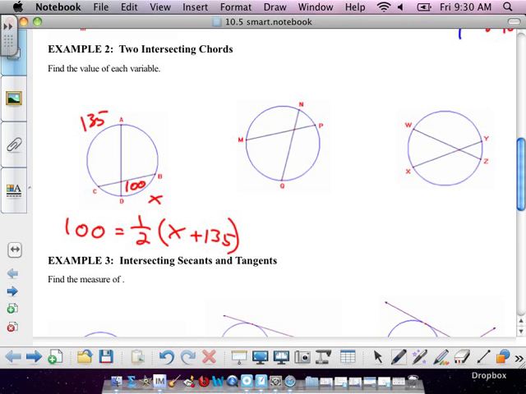Okay, so I'm going to get rid of that 1/2 first by timesing both sides by 2. And so I get 200 equals x plus 135. Then I'm going to take 200 minus 135, and I get that x equals 65.